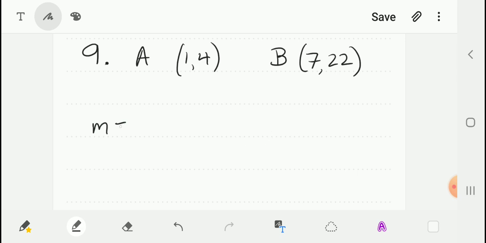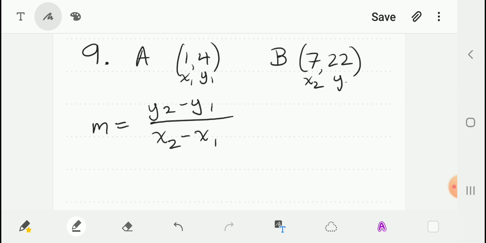We're going to use our formula, y2 minus y1 over x2 minus x1. Now, you may be wondering, does A always have to be the first point and B always have to be the second point? Will it change your answer? Well, it shouldn't. So we're going to solve it both ways. First, we're going to make A point number 1, so this is our x1, y1, and then B will be point number 2, x2, y2.